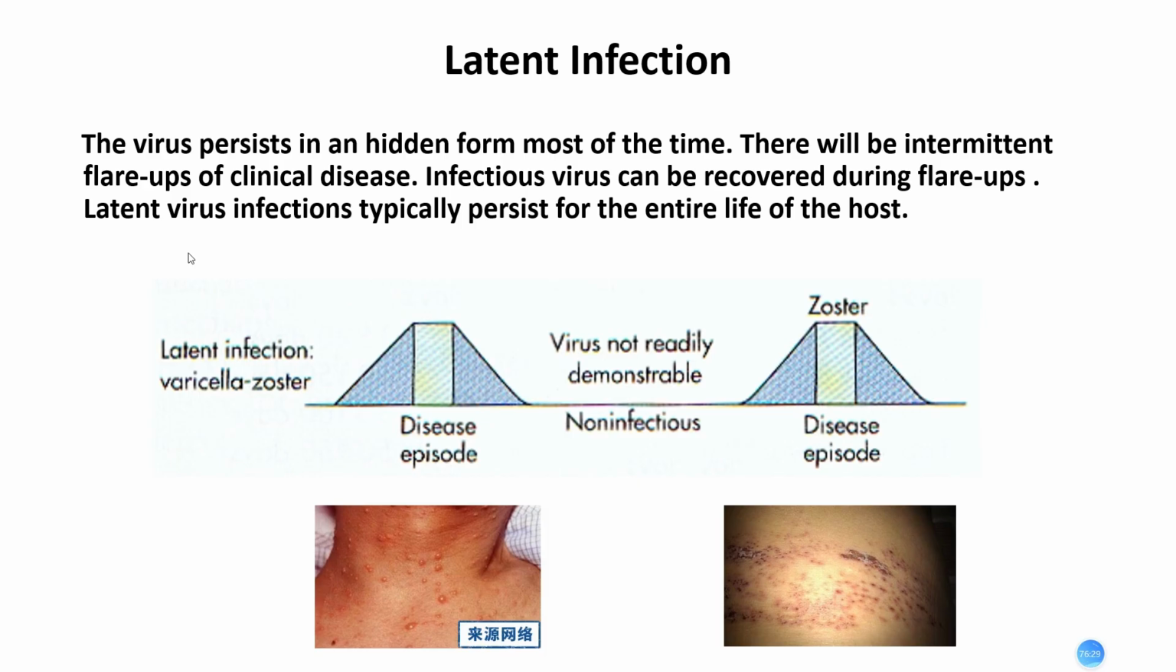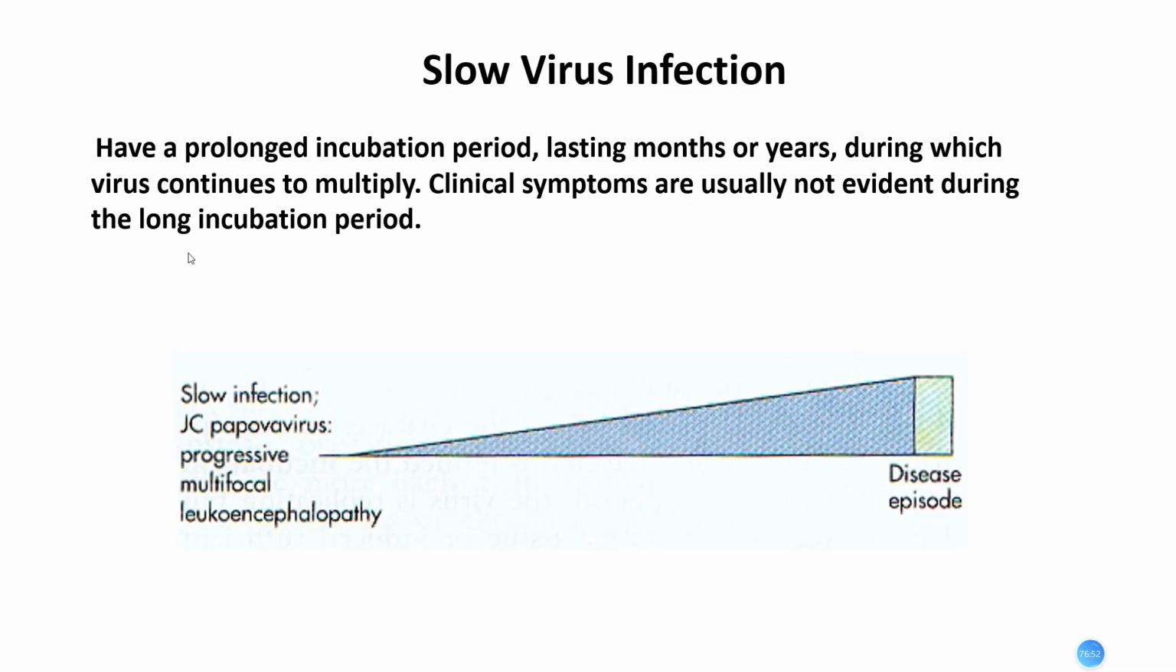And latent infection can also happen in other viruses, such as HSV type 2, the herpes simplex virus type 2. Even though that virus does not cause a lot of damage, it can flare up a lot of times. And slow virus infection.